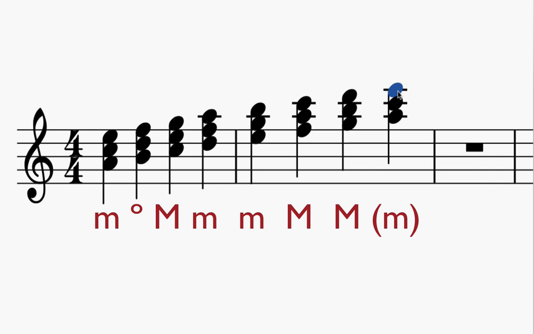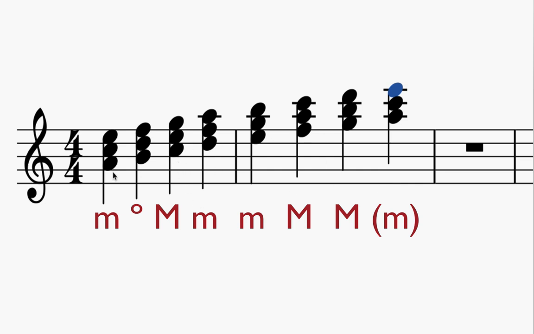So, what does that give us? That gives us a pattern of minor, diminished, major, minor, minor, major, major, minor. Okay, so that is the pattern for our diatonic chord progression in a minor key. So it's different than major, right? It's kind of scrambled around, but it's not completely scrambled around. There is something else to it that I'm going to show you in a minute.